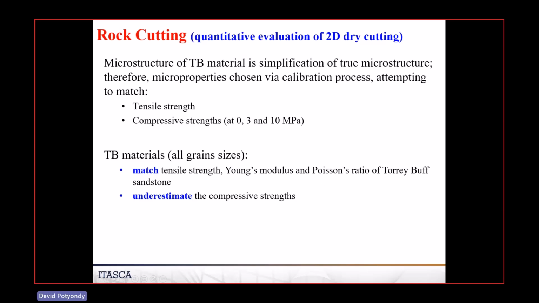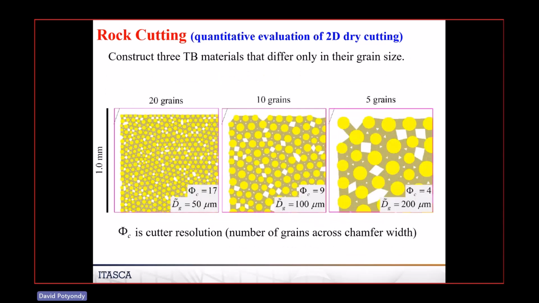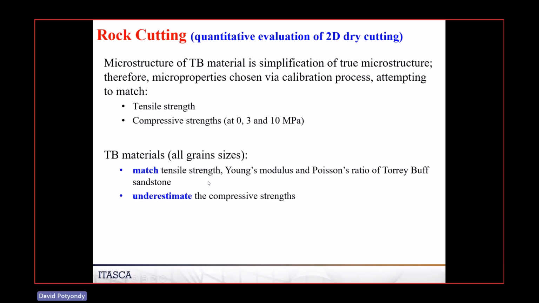And what we find is we then just vary the grain size, because remember, we built these models with different grain sizes. And for all of these 3 different grain sizes, we still get the same macroscopic response. Same micro properties. The only thing we're varying is the grain size. And you're able to still get the same tensile strength and Young's modulus and Poisson ratio. Okay, that's an interesting and important point.